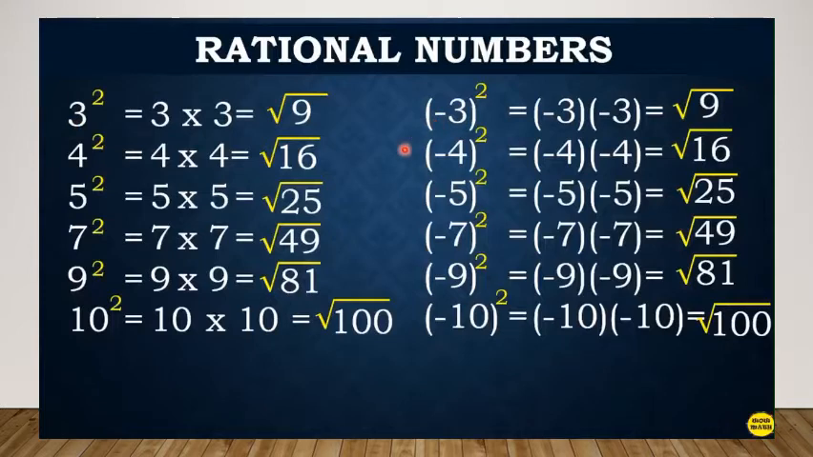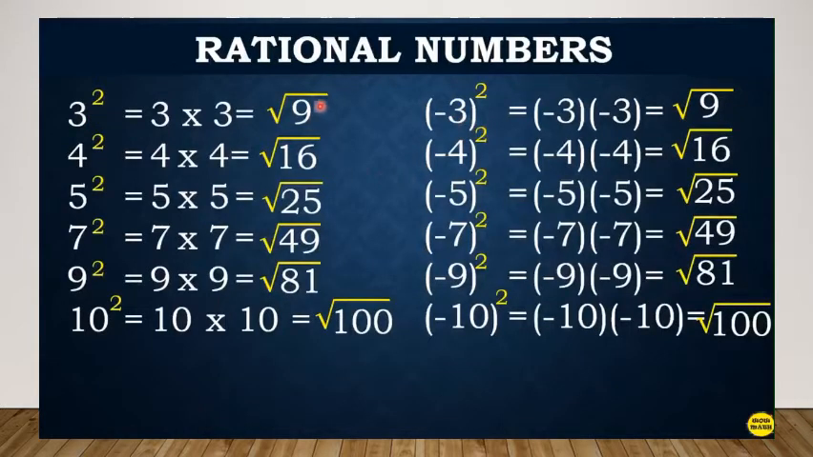So, let me repeat. When we take the square root of these numbers, like 9, 16, 25, 49, 81, and 100, our possible answer is positive 3 or negative 3, positive 4 or negative 4, and so on. Why? Because as I showed here, when we multiply the negative integer by itself, the result is still positive. So, its square root can be positive or negative.